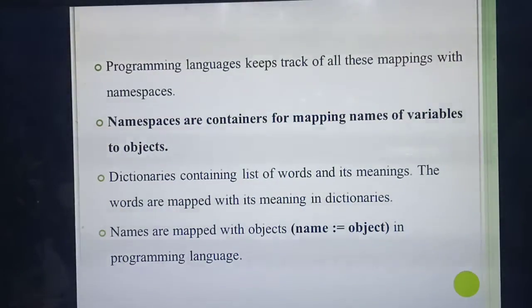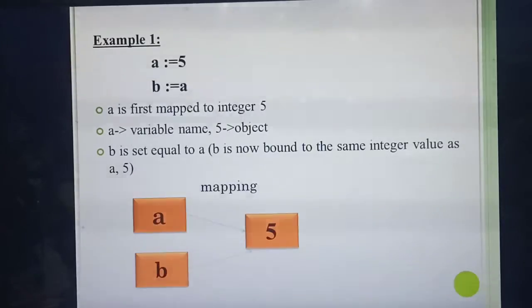Last class we have studied, isn't it, what do you mean by namespace? Namespaces are the containers for mapping names. The containers will contain names as well as variables. So this namespace will map the names to the variables. These names are mapped to variables using which symbol? Colon equal to. Okay. See this example they have given in your book also, they have given 2 examples.